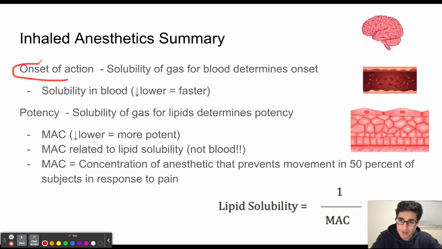Now the onset of action of an anesthetic is going to be determined by the solubility of the gas for the blood. So if the drug is not very soluble within the blood, then the onset of action is going to be much faster.